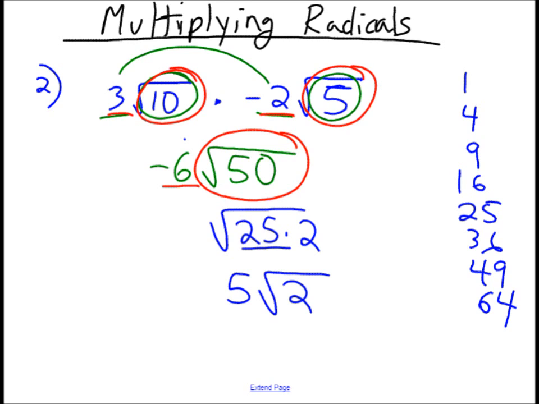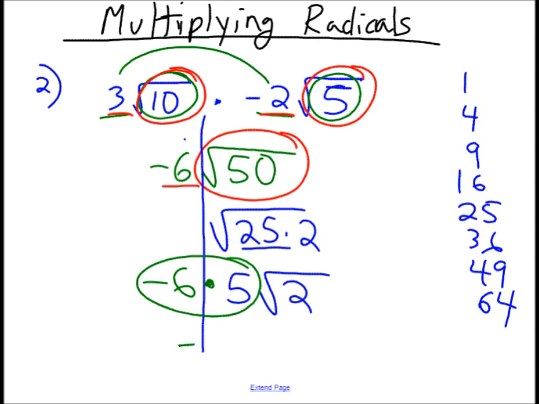Now for my final answer, remember this is all the work for just the square root of 50. I multiply the 5 I put on the outside by the negative 6 that was on the outside. So I multiply these two numbers together, and my final answer would be negative 30 root 2. Okay, so again, two steps for a multiplication problem. First, you multiply your radicals, and then you simplify.